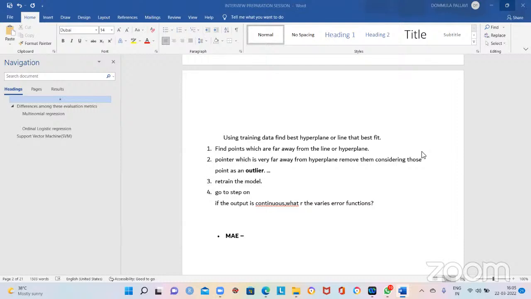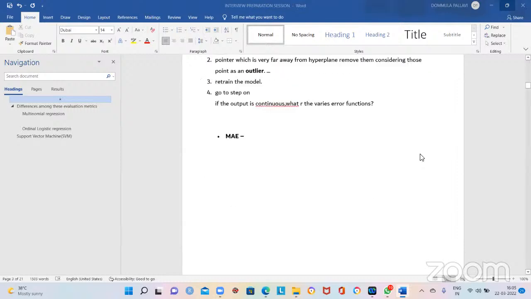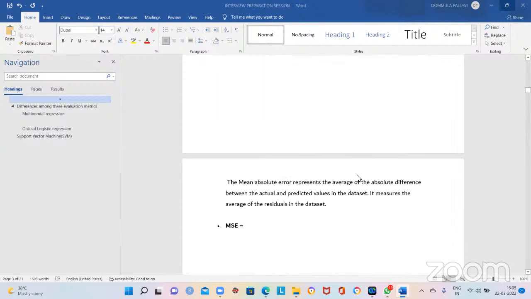If the output is continuous, what are the various error functions? Let's discuss what MAE is here. The mean absolute error, full form of MAE. The MAE represents the average of the absolute difference between the actual and predicted value in the data set. It measures the average of the residuals in the data set.